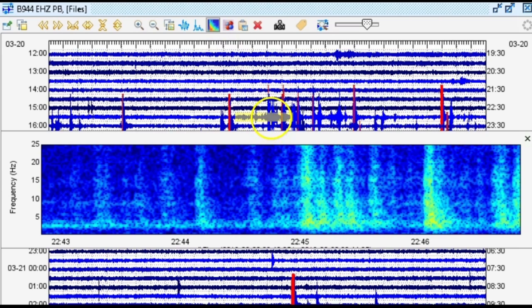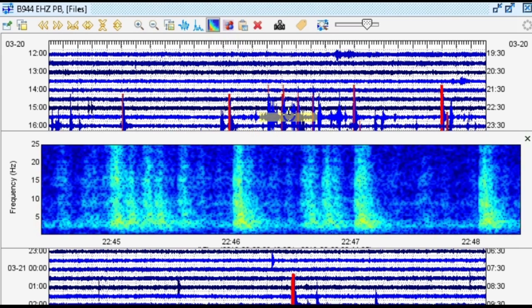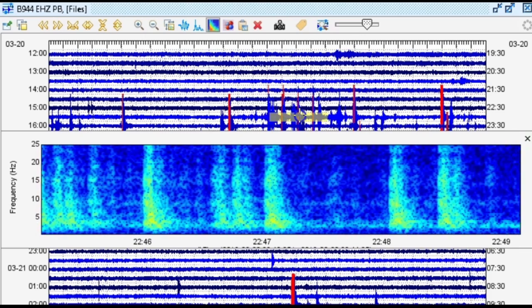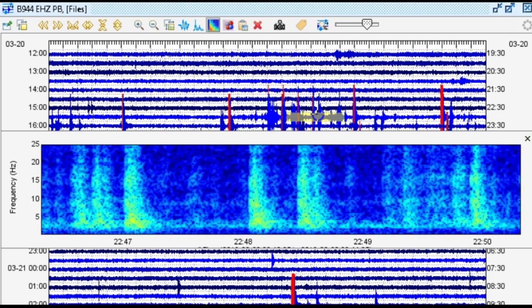1, 2, 3, 4, 5, 6, 7. Another rapid fire swarm at Yellowstone Lake. Not a surprise. We see those from time to time. 9, 10, 11, 12, 13. Dominant lower frequencies. They're not low frequency earthquakes, but they definitely have some dominant lower frequencies.